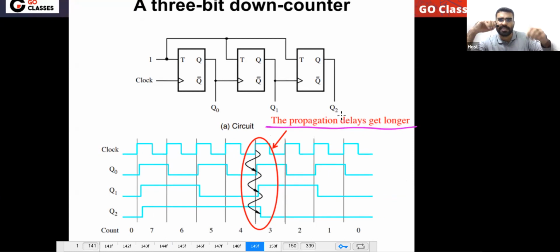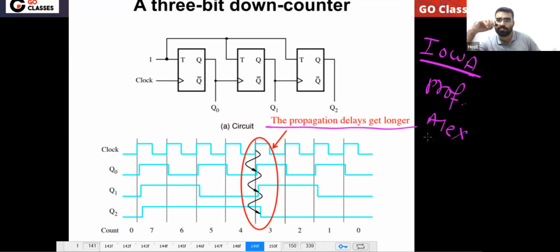Okay, so these slides are taken from a university, Iowa University. From this university, I have taken all these slides, Professor Alex. So credit goes to them. These are excellent slides, and I want to say thank you to Professor Alex.